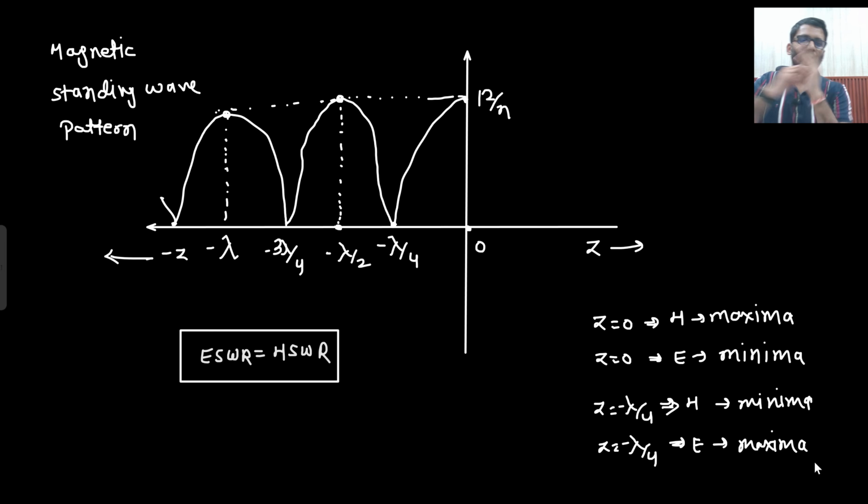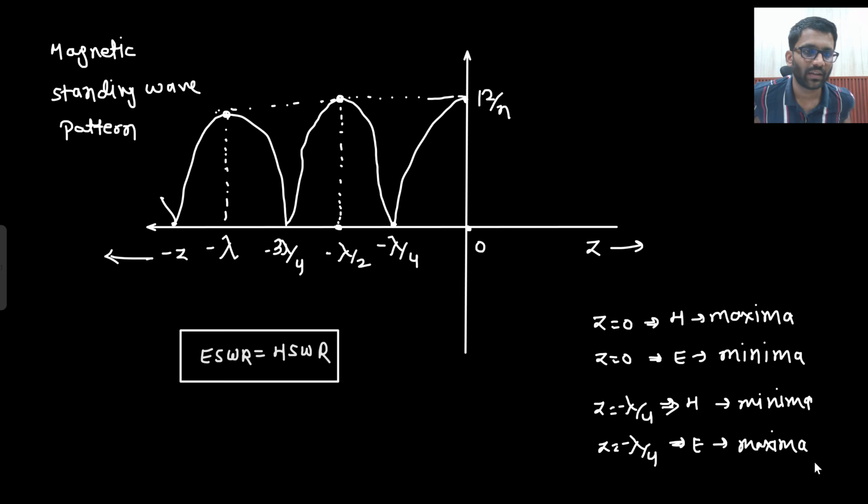So what did you get to know? At the point when I am getting H maxima, at that point I will get E minima, and when I am getting H minima I will get E maxima. Is that clear to you? When H is at maximum, E will be minimum, and when E is maximum, H will be minimum. Is that clear to you or not?